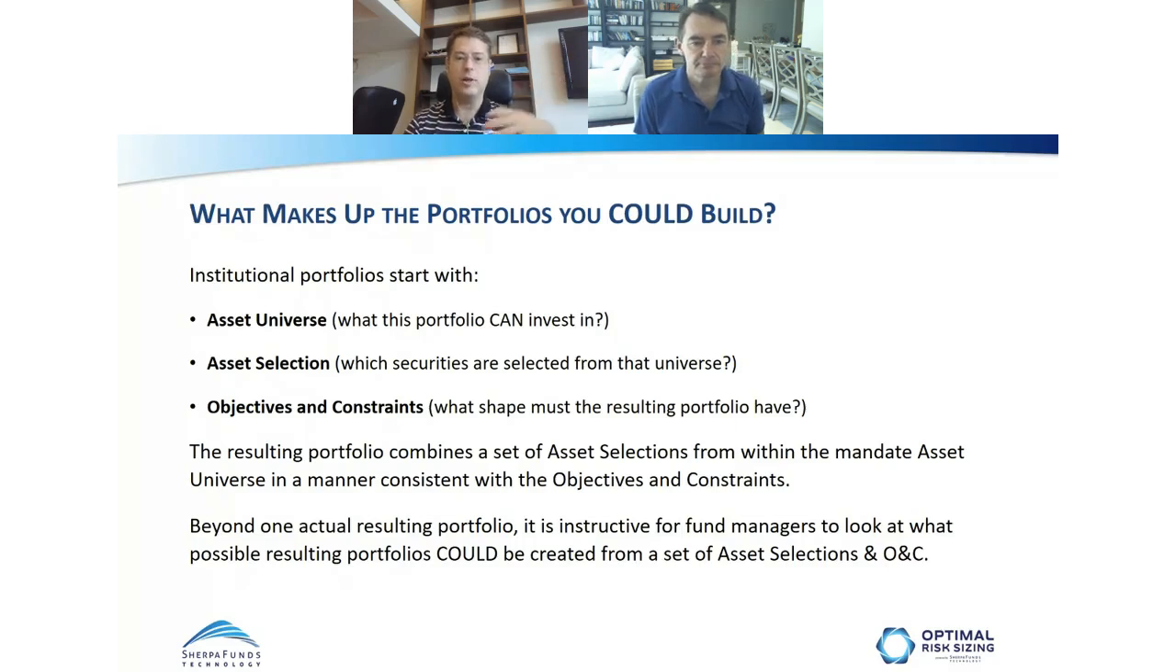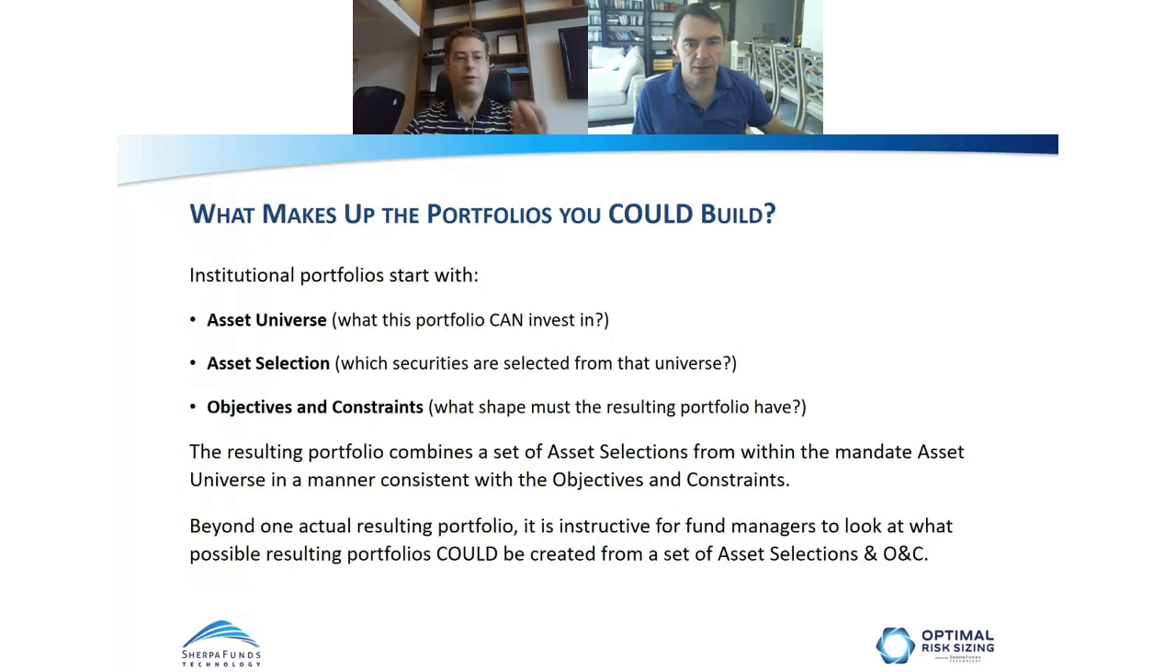So what could you invest in given your mandate? Then most PMs spend the vast majority, a lot of studies would suggest 90% of their time, thinking about their asset selection. So from that universe, which assets, which stocks do you want to own? And then the next step is thinking about what is a portfolio that's compliant with my organizational requirements and compliant with my style and my objectives as a PM. What are the objectives and constraints that go into building my portfolio?